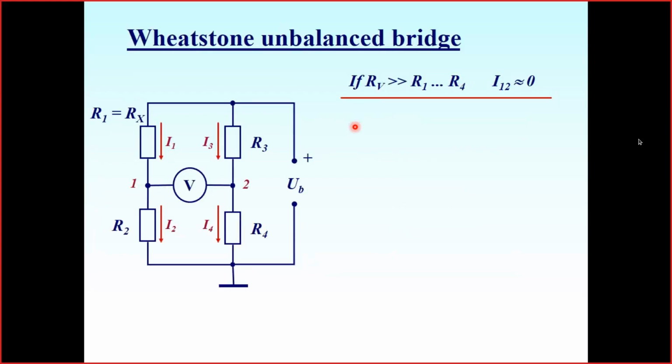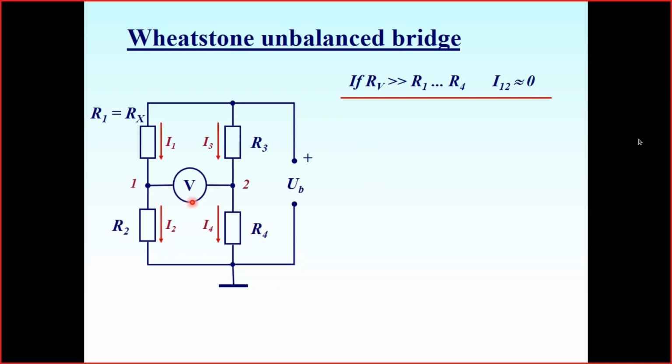The unbalanced bridge, to some extent, works as a comparison device, which provides some output that is proportional to the difference between the measured resistance Rx and the resistance at which the bridge is balanced. If we try to describe how the unbalanced bridge works, we may, as a first approach, and it will be quite accurate, just ignore the resistance of the element which measures the voltage between points 1 and 2.